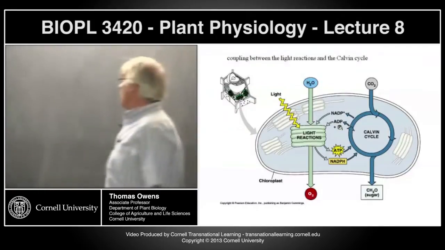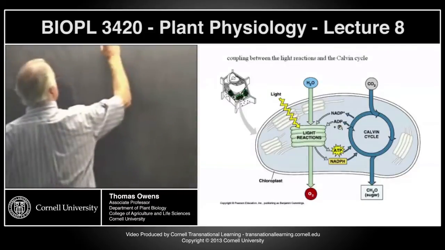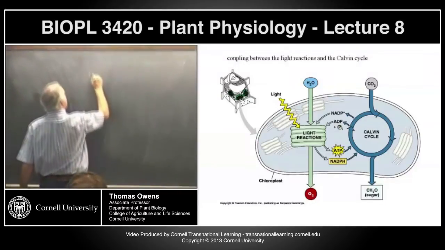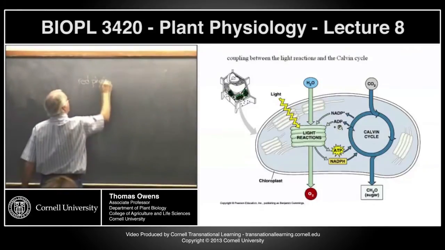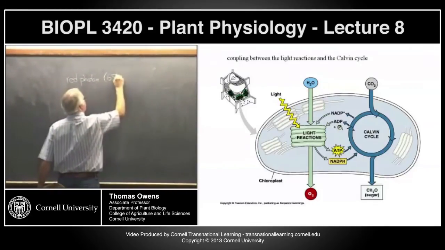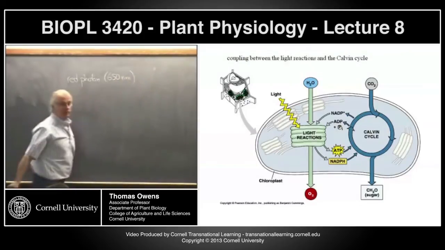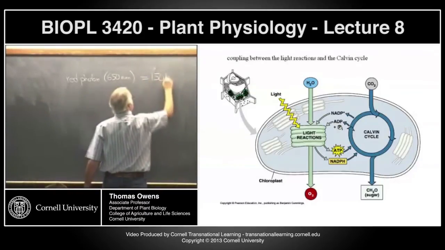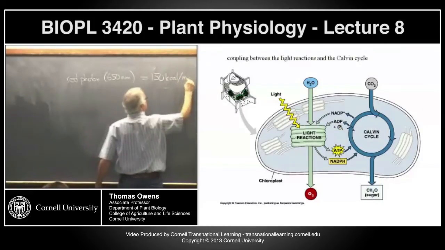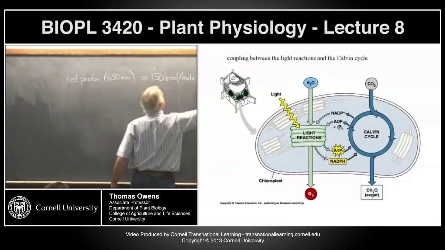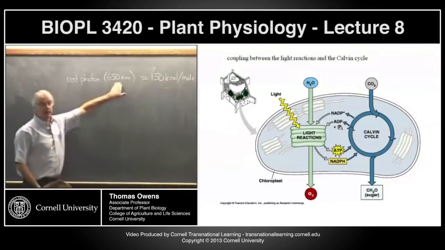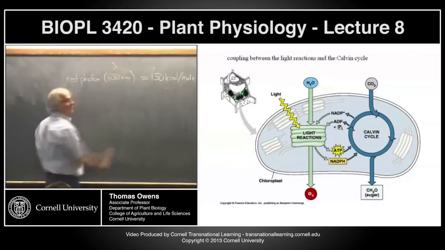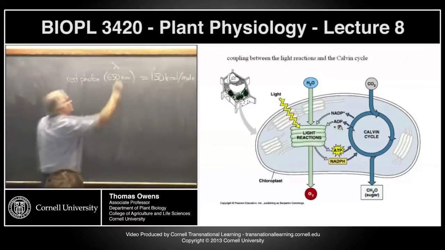One of the important things to keep in mind is that we know there's energy, but how much energy? How much energy is there in a photon? Well, a red photon at about, let's say, 650 nanometers, the red end of the spectrum, is about 150 kilocalories per mole of photons. That's the wavelength, yeah. That's a Greek lambda. That's wavelength.